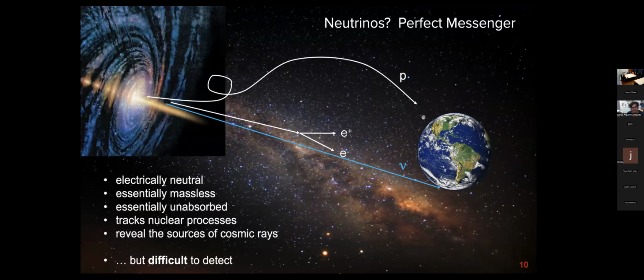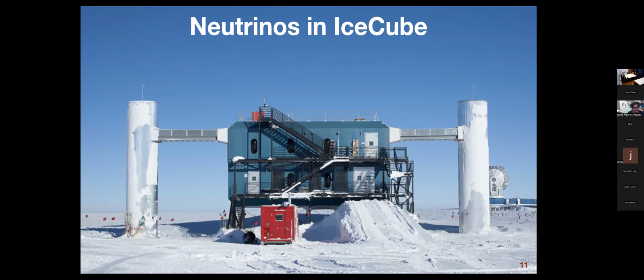Okay, so neutrinos are perhaps the perfect messenger for these astrophysical sources. They are neutral, so they are not deflected by magnetic fields. They are essentially massless and are not absorbed, but the downside is that they're also very difficult to detect. And so here enters the IceCube Neutrino Observatory.